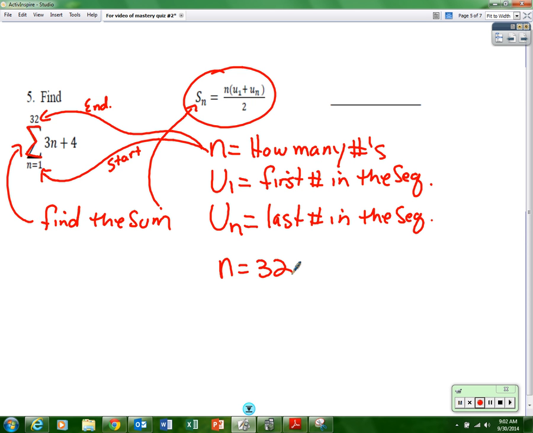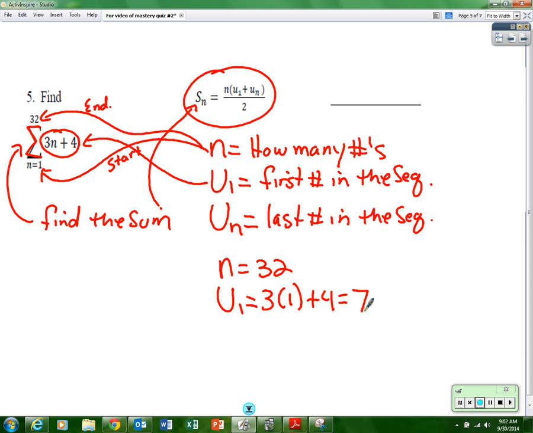Okay, the first number in the sequence, well, that's where we're going to take the expression and plug the number 1 in to figure out what it is. So the first number in the sequence is 3 times 1 plus 4. Well, that's 7.